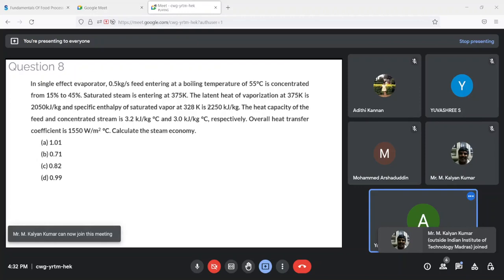The heat capacity of the feed and the concentrated stream are given, which is 3.2 and 3 kilojoule per kg degree Celsius. The overall heat transfer coefficient is 1550. We need to calculate the steam economy. So how do you proceed with this?